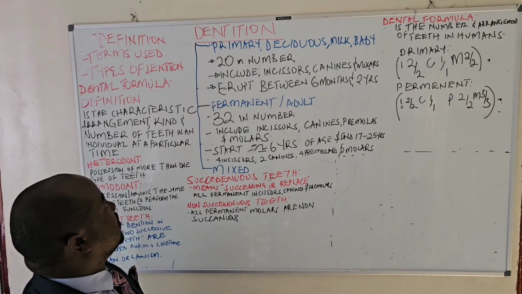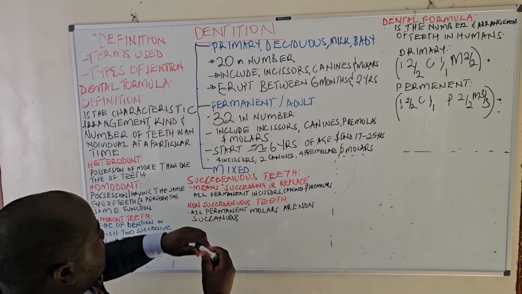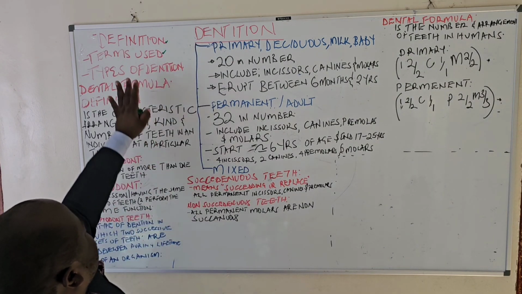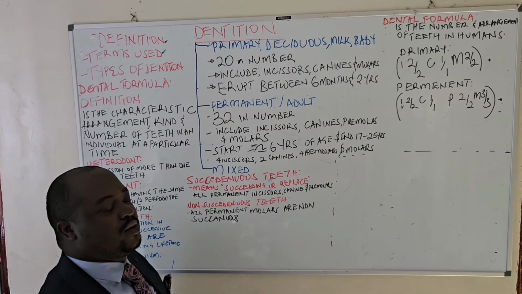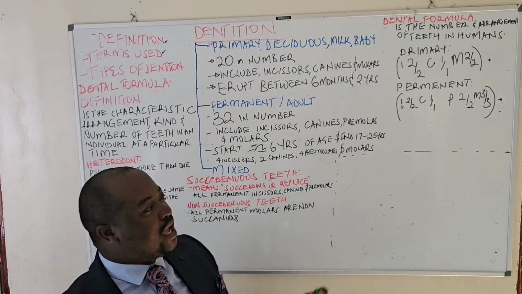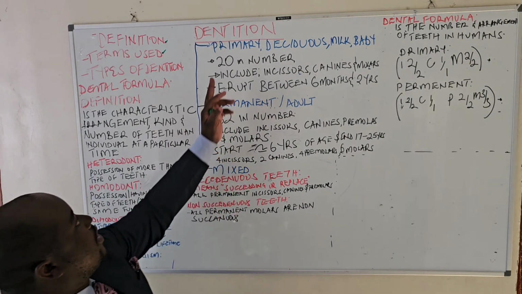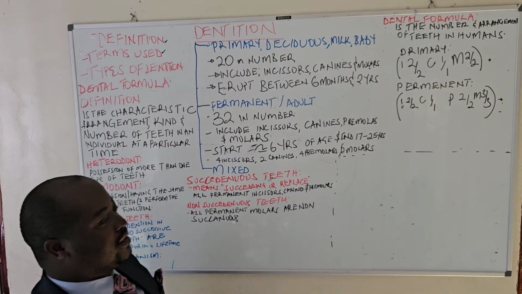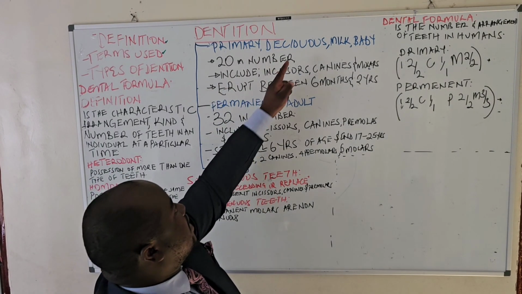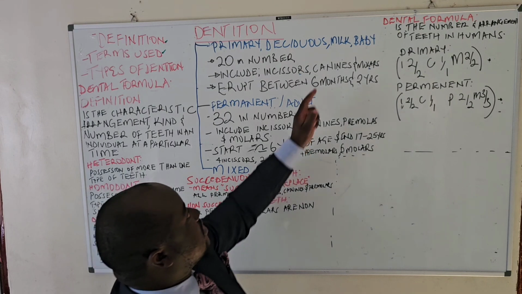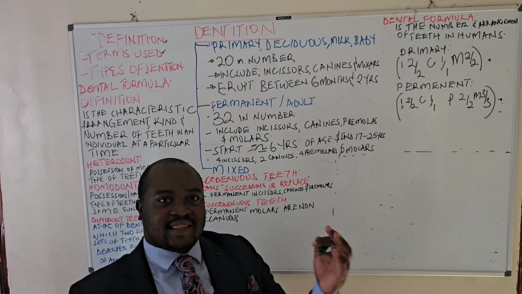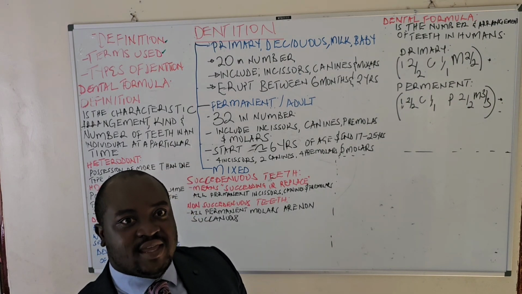Let's go on to the types of dentition. We have type number 1. We did this one at primary level, but we can add on now by saying we have primary dentition. We can call them primary teeth, deciduous teeth, milk teeth or baby teeth. What are these? These are the first set of teeth we have in an individual.